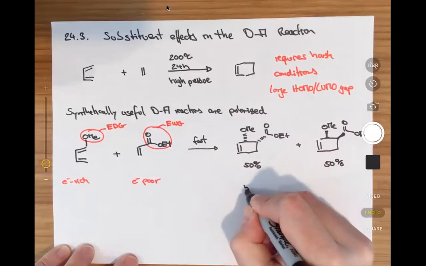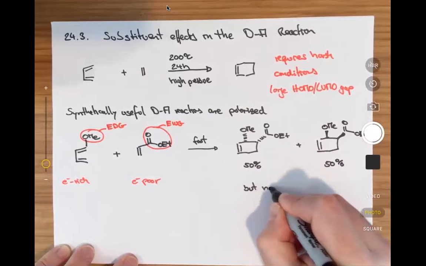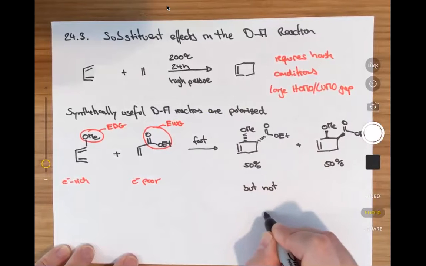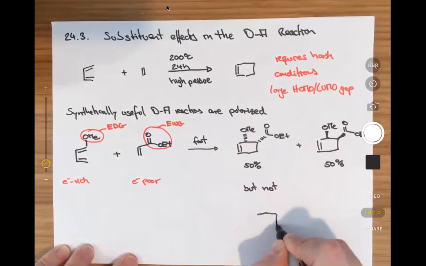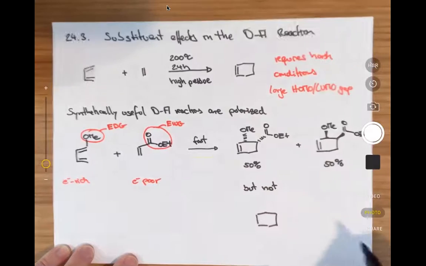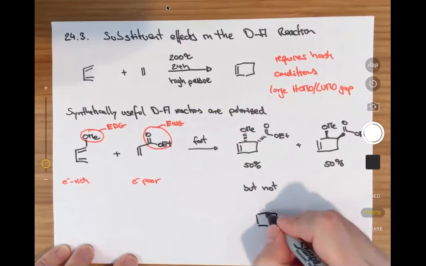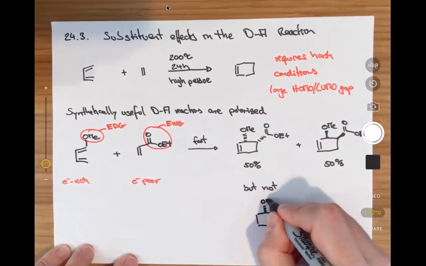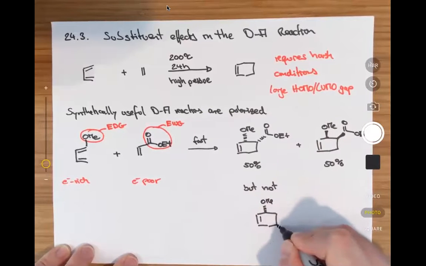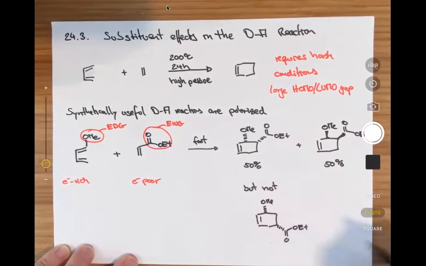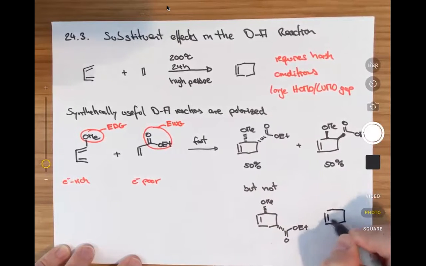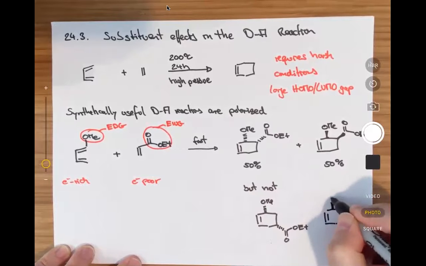But what you don't see is the substitution pattern that places the substituents in a 1,3 position with respect to each other. So you don't get something that looks like this, for example, or, of course, the enantiomer of this.